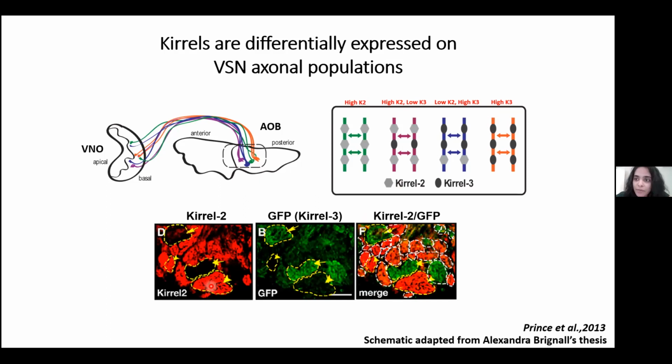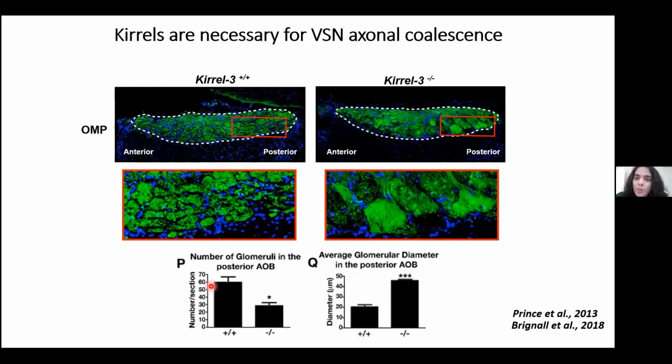If these molecules serve as a barcode for the grouping of like axons, when you ablate one or the other, you should expect defects in axon targeting. And that's exactly what we see here. When you knock out KRL3, you see fewer and larger glomeruli, indicating that KRL3 is important in this process. Similarly, we see that for KRL2.